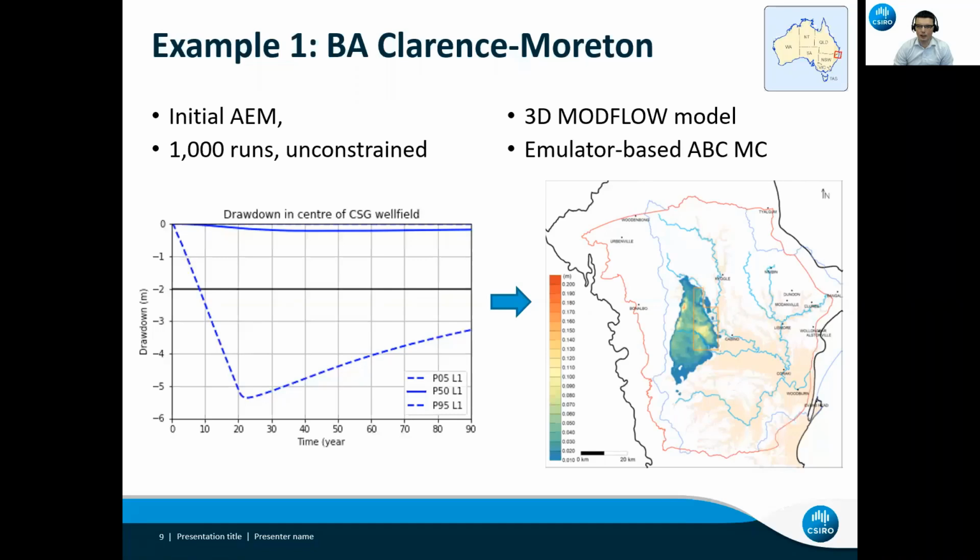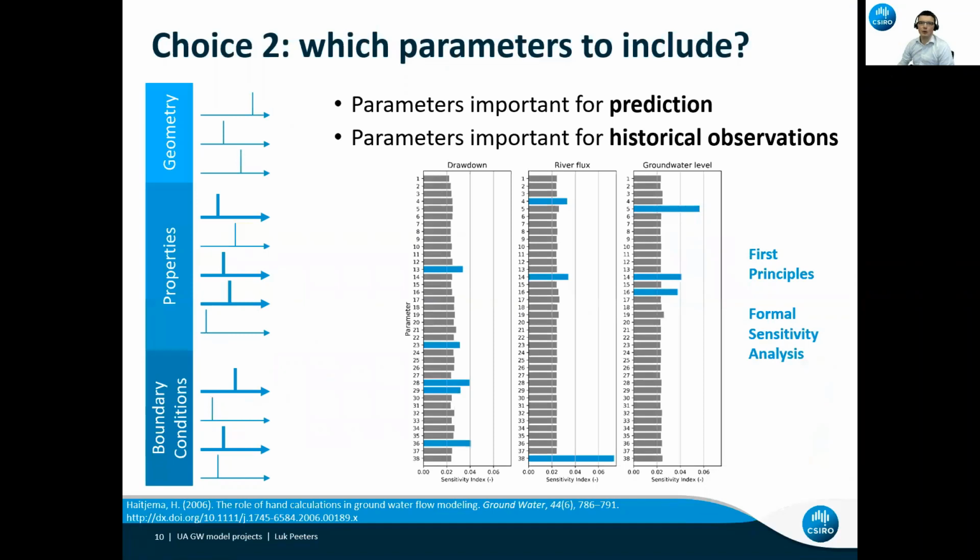Now, going back to how to choose parameters in your model. There's basically two types of parameters that you want to include. And again, by parameters, I mean everything that can affect your prediction. That can be the number of model layers, a boundary condition, or a hydraulic property of your model. Anything that you can change in an automatic way in your model can be included as a parameter. What you definitely want to have in there are the parameters that are important for your prediction, but you also want to have the parameters that are important to reproduce your historical observations.